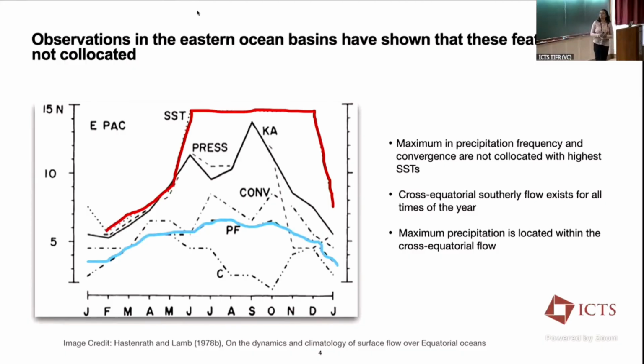In the Eastern Ocean basins, especially the East Pacific, there's cross-equatorial southerly flow, which exists for all times of the year because you see that the confluence axis is always north of the equator. And the precipitation maximum is located in this cross-equatorial flow. And the link that I always try to make in this talk is looking at the dynamics of the cross-equatorial flow and why it's special.